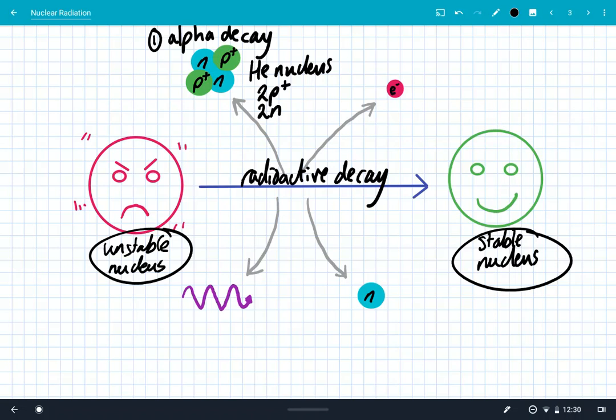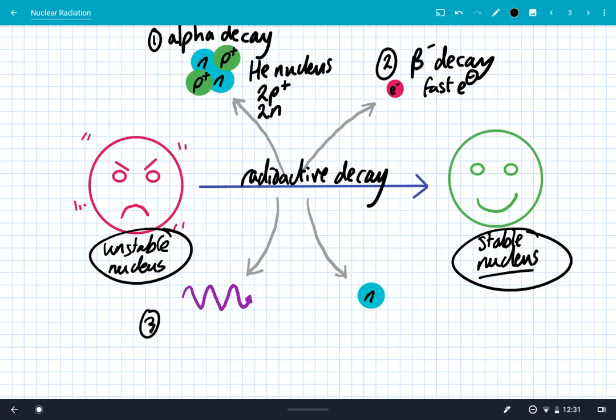The second way is what we've seen, beta minus decay. And this is where the nucleus actually emits a fast moving electron. This is a little bit more complex because nuclei don't have electrons. Electrons are found in the shells normally of atoms. But something happens in the nucleus, which we'll look at in another video, which causes the emission of an electron, which reduces the energy of the nucleus, enabling it to become stable.